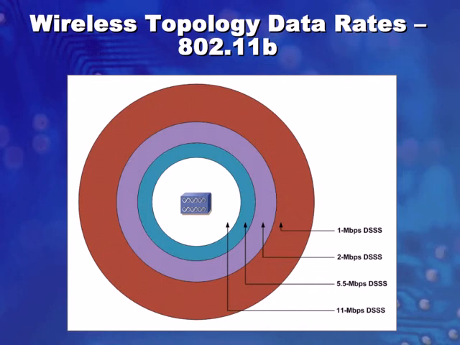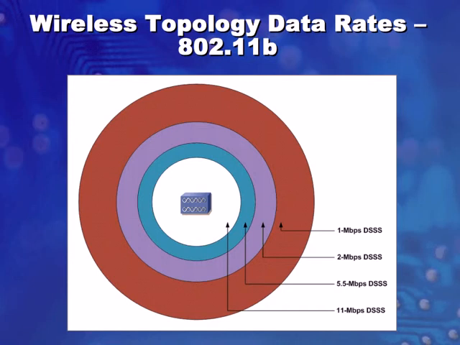So if it's 11, you're right next to it, and you move away a little bit, it'll drop immediately down to 5.5. You move a little bit farther away, it's going to drop you to 2. A little bit farther away, drops you to 1. It doesn't do anything in between. So it chooses those 4 data rates in the case of 11B.